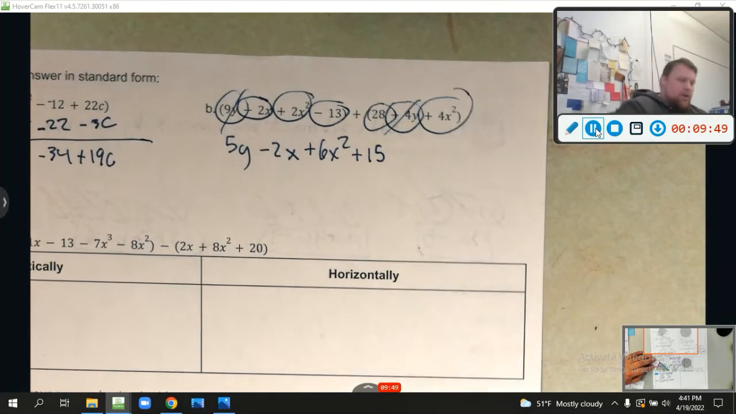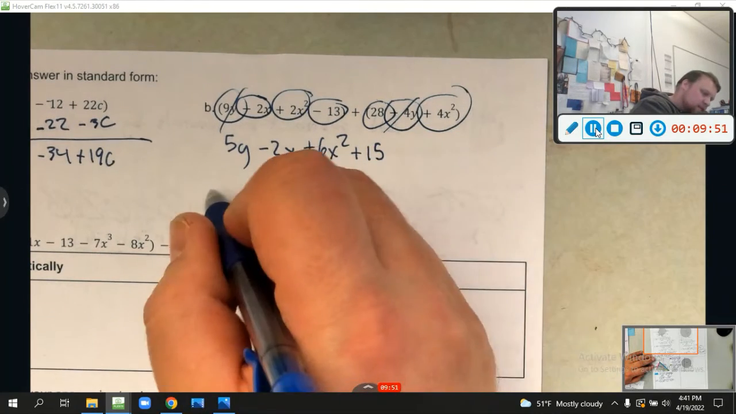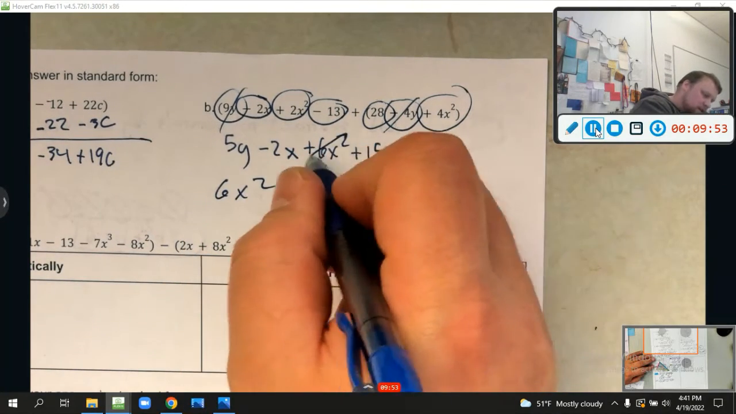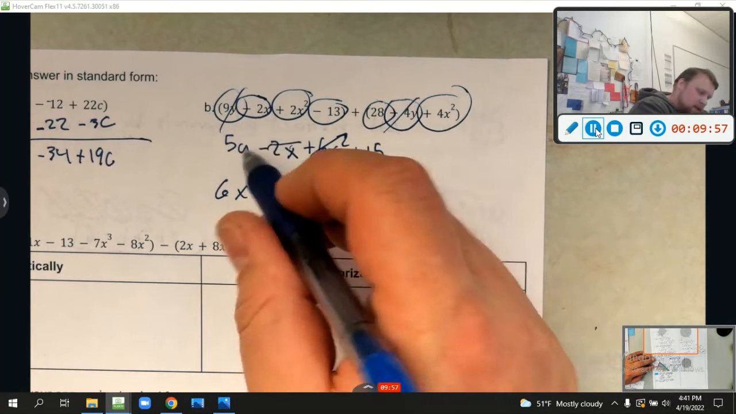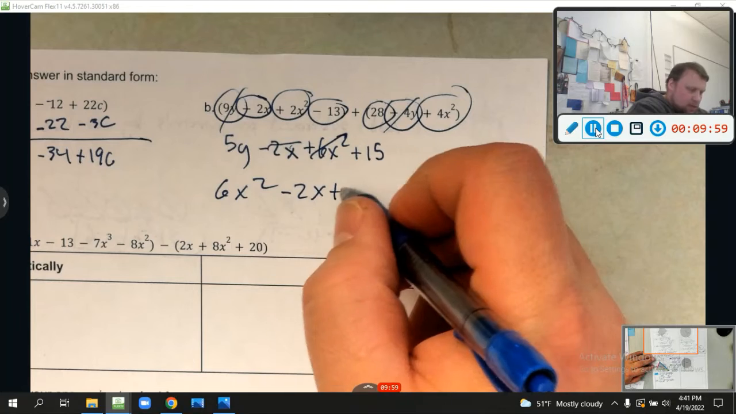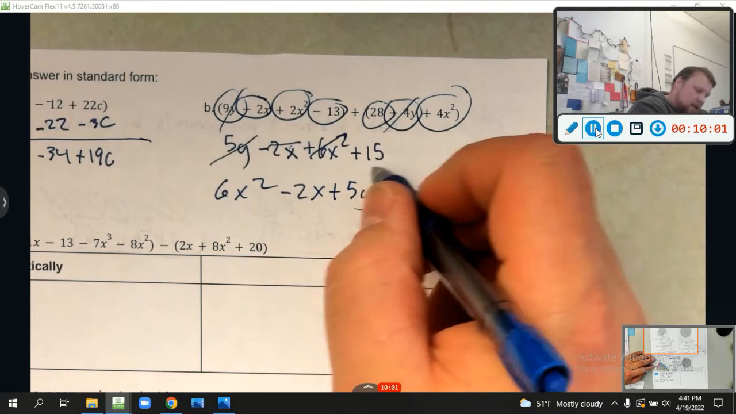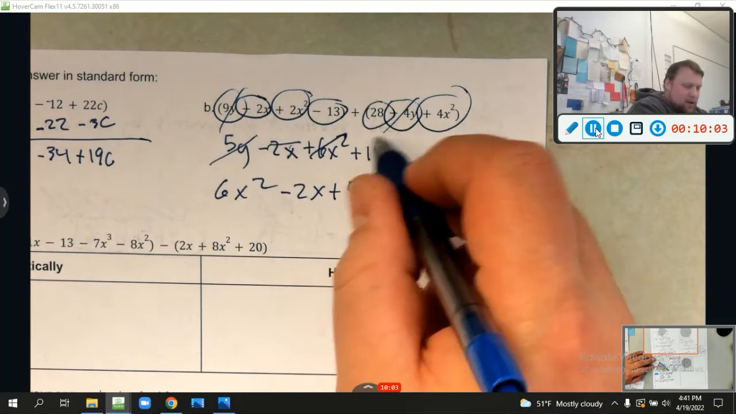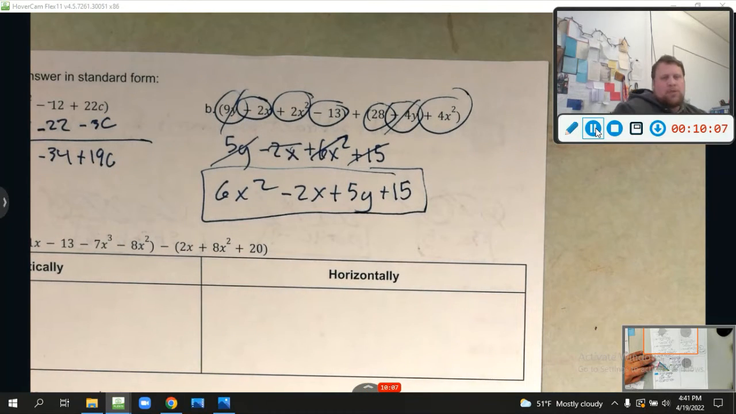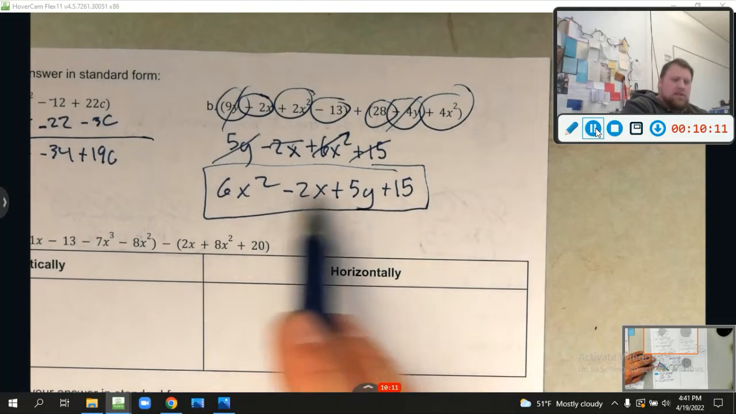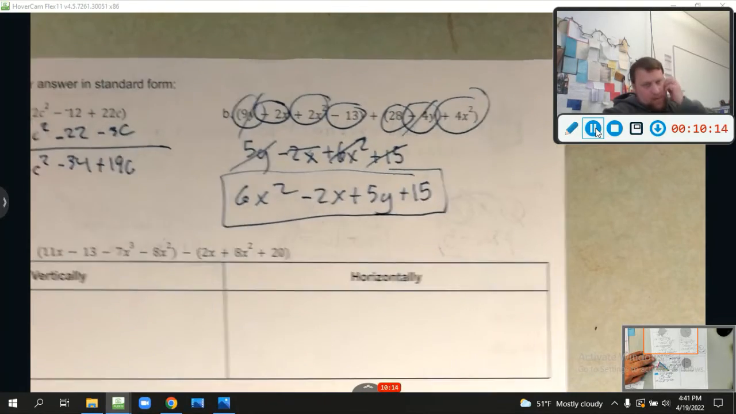Now, let's go ahead and put it in order. I'm going to do the 6x squared first. I'll go with minus 2x next, and then we'll get into the y's because they come after x, so plus 5y and plus 15. That's actually how I work it out most of the time. So you have lots of methods to choose from, but we're really focusing on the vertical or the horizontal method, which is, this is closest to the horizontal method.